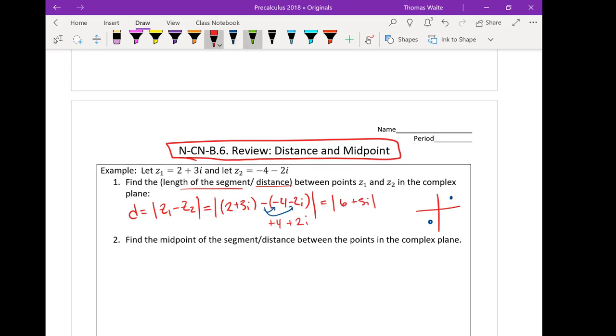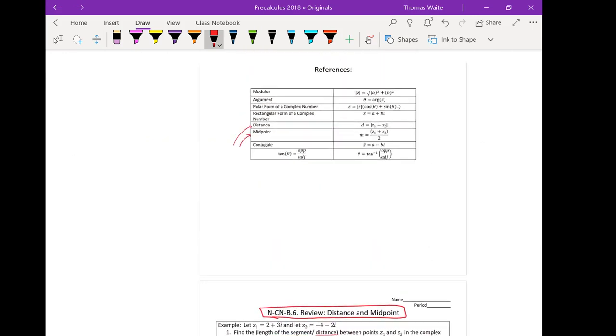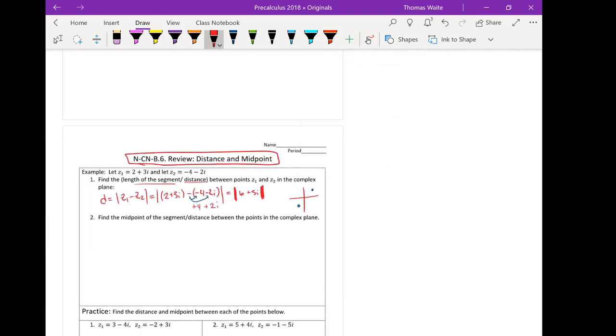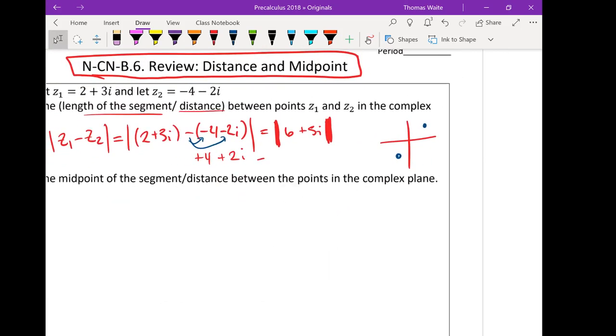And then again, these vertical symbols mean take the modulus. They are the same as the absolute value symbols, but we have a different meaning when we're talking about complex numbers. Modulus, the formula for that is right up here. When we have these little absolute value signs, it's the square root of a squared plus b squared. All right. So down here, I would say it's going to be equal to the square root of 6 squared plus 5 squared, which is 25.